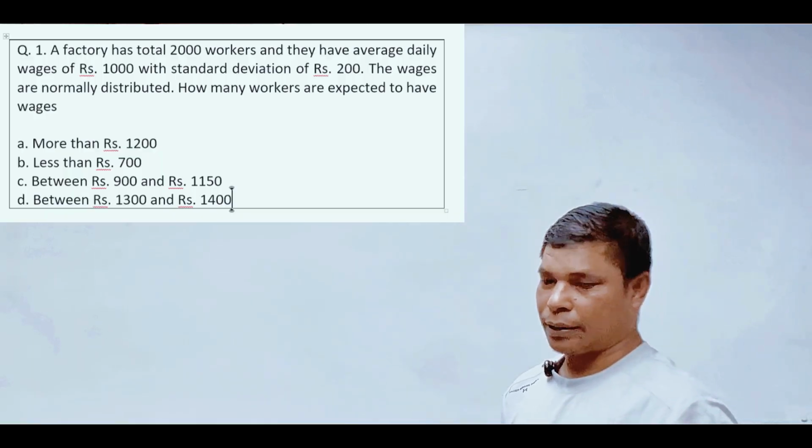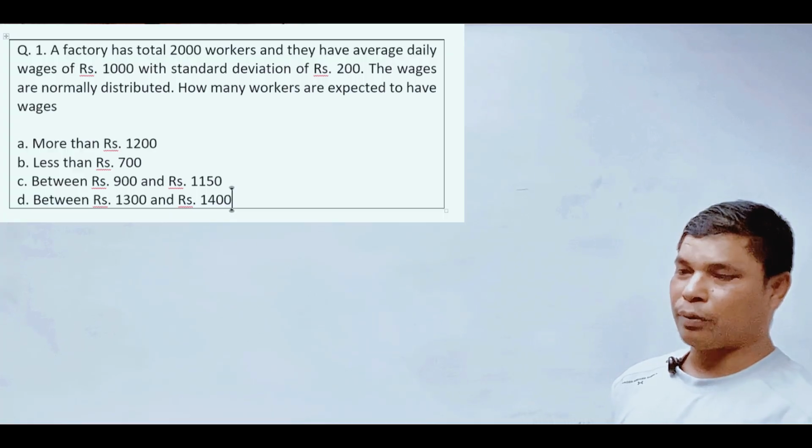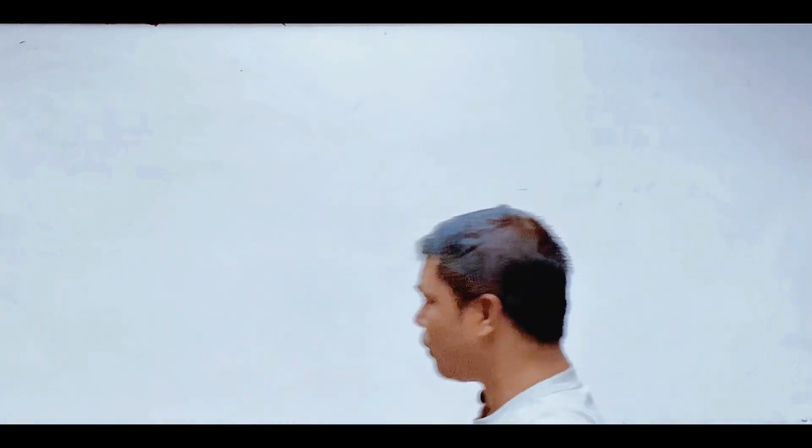The example is: a factory has a total of 2,000 workers, and they have average daily wages of rupees 1,000 with a standard deviation of rupees 200. The wages are normally distributed. How many workers are expected to have wages more than 1,200? The second question is less than 700. Another, between rupees 900 and 1150, and between rupees 1300 and rupees 1400. So from this example, we clear our knowledge more precisely about the normal distribution.